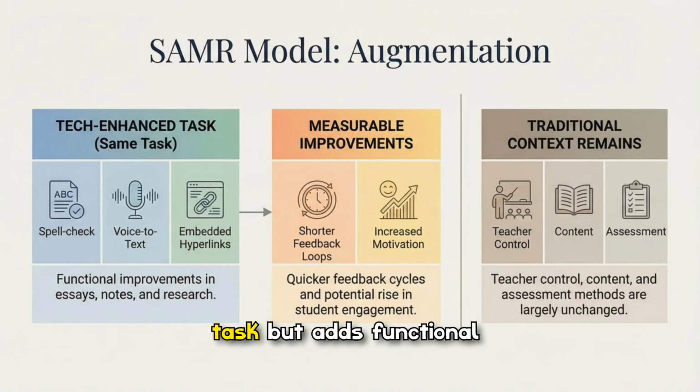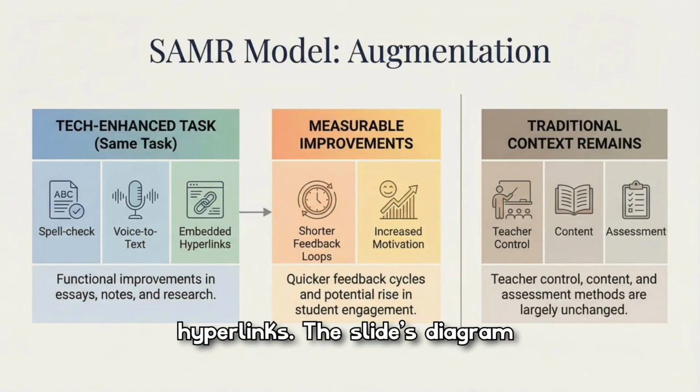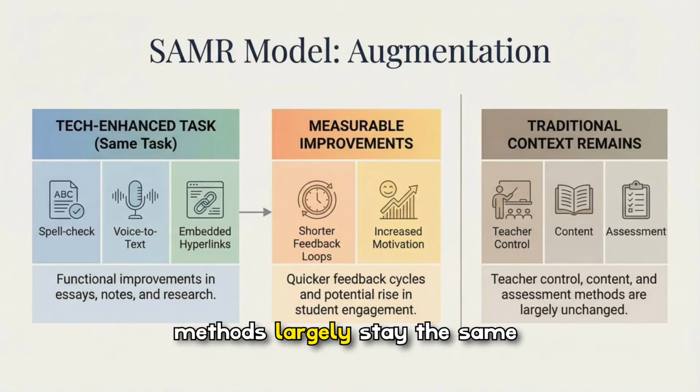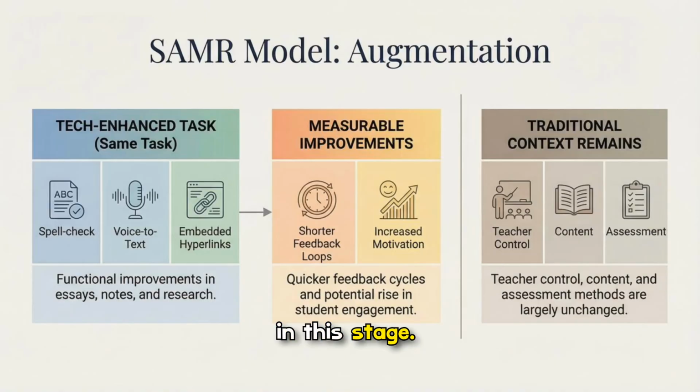Augmentation keeps the same task, but adds functional improvements through tech. For example, spell check, voice-to-text, or embedded hyperlinks. The slide's diagram highlights measurable gains such as faster feedback loops and increased motivation, while also noting that teacher control, content, and assessment methods largely stay the same in this stage.